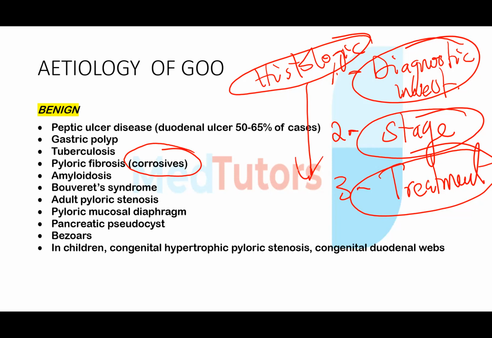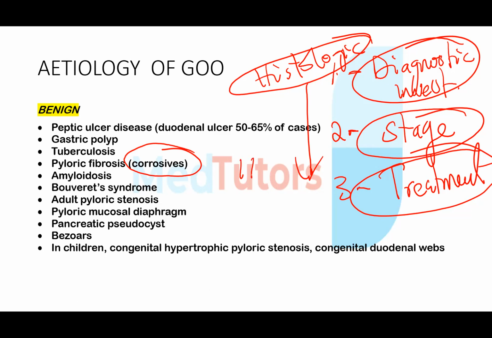The Bovet syndrome, pylori mucosa diaphragm. I just want to relate it to pathophysiology. What is the content of the syndrome that makes it correlate with the pathophysiology? You should understand that if you look at the syndrome itself.